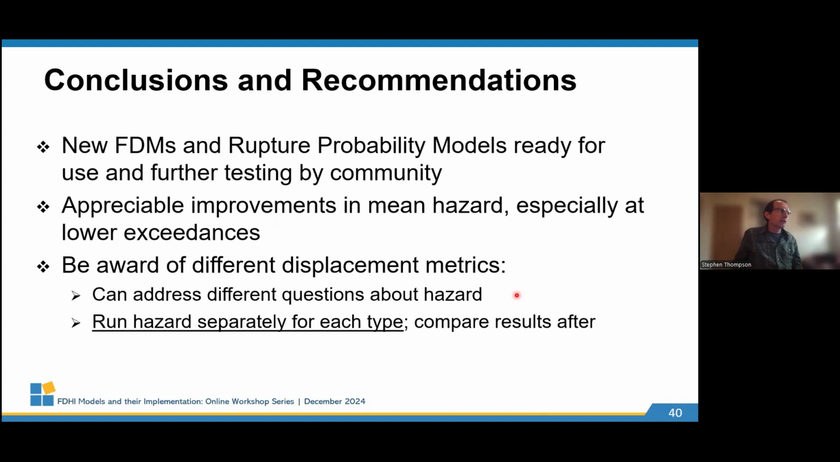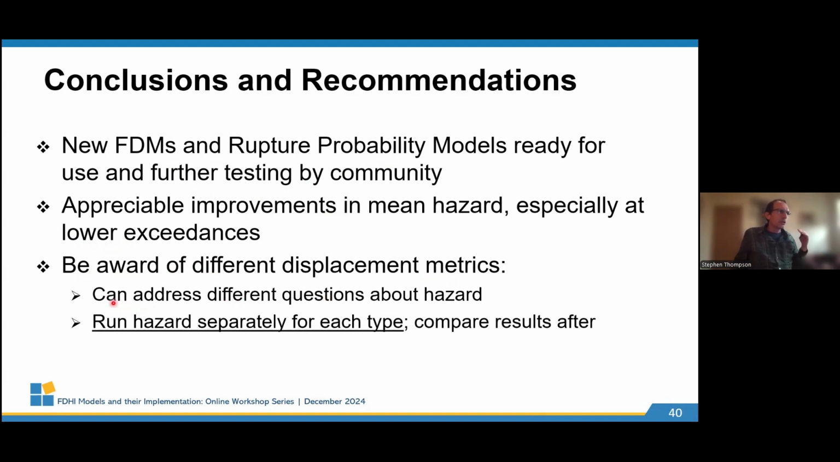So as Alex has mentioned, the new fault displacement models, as well as some new rupture probability models, are ready for use. They're also ready for further testing by the practicing community. We have appreciable improvements in these models for mean hazard, especially at the lower exceedances, or higher exceedances, I'm sorry. And we need to be aware of the different displacement metrics, as we've said numerous times.